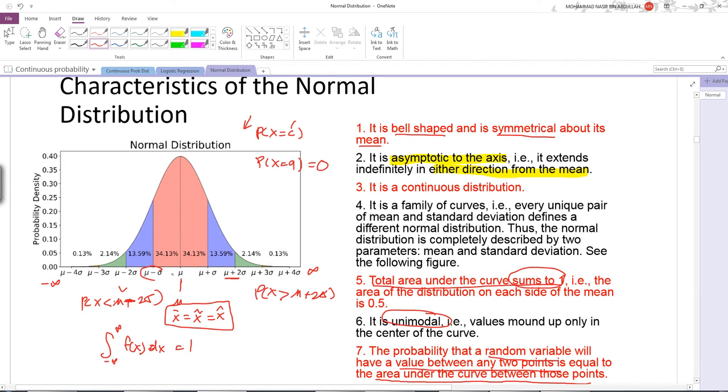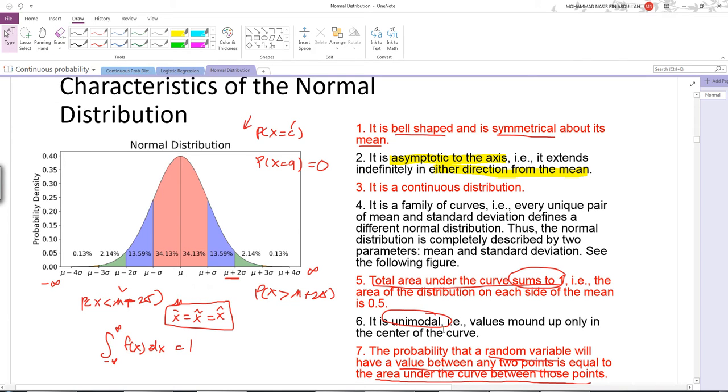Maksudnya daripada negative mu minus sigma to mu plus sigma. It should be measured based on area under the curve, right? So this is a continuous probability distribution. We cannot measure point probability. So there are no point probability.